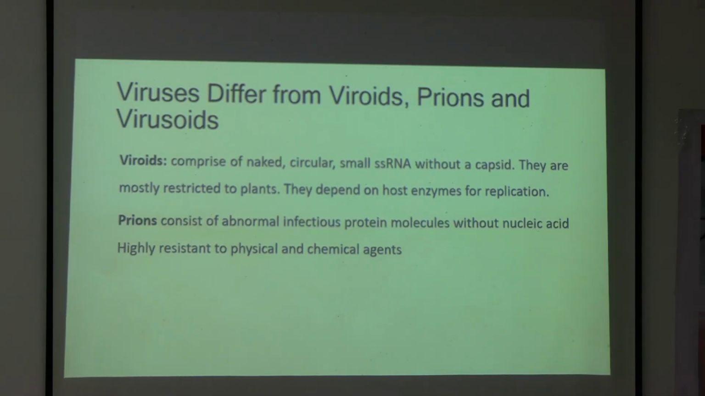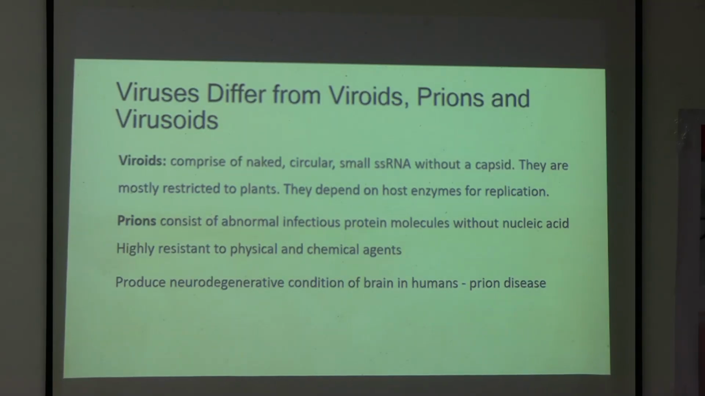Then another thing called prions. You will later learn about prion diseases. Prion consists of abnormal infectious protein molecules without any nucleic acid. Remember that there is no nucleic acid. Viruses have nucleic acids, okay? And prions are highly resistant to physical and chemical agents, sterilization and disinfectants.